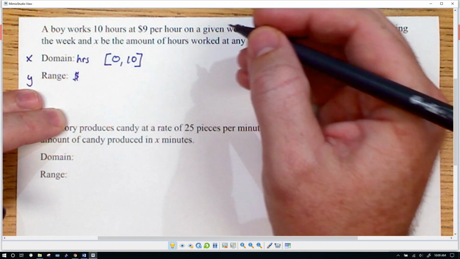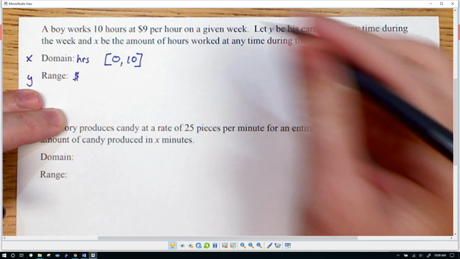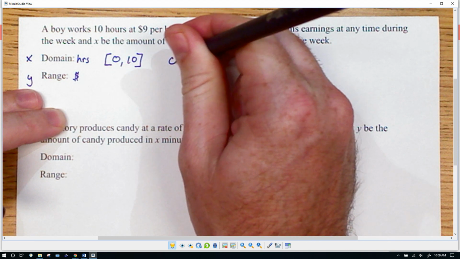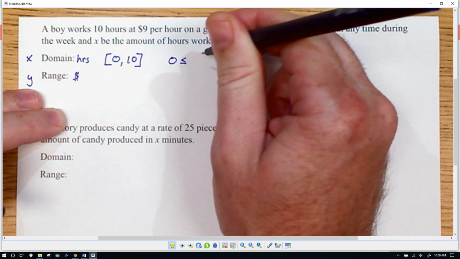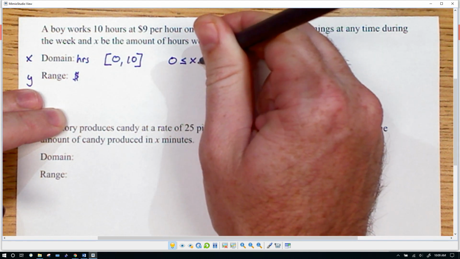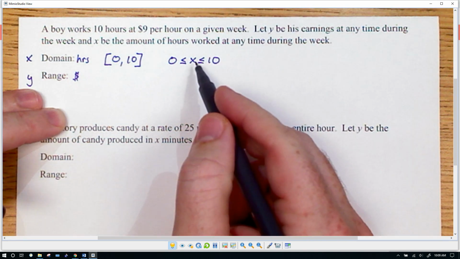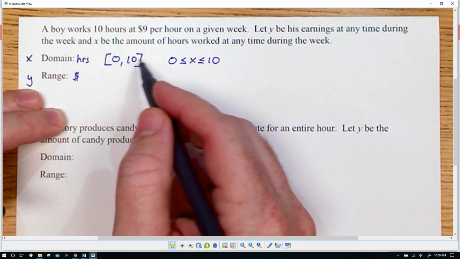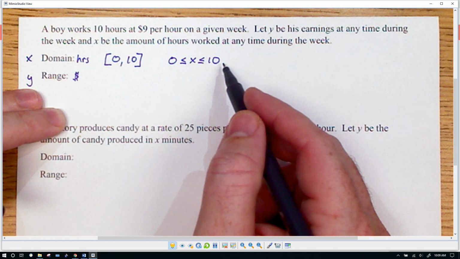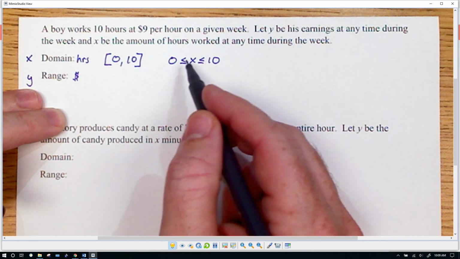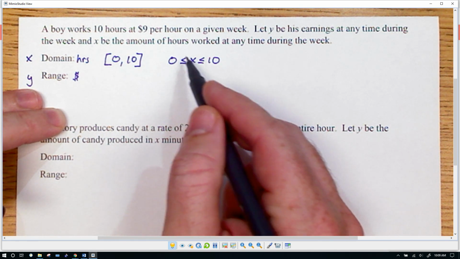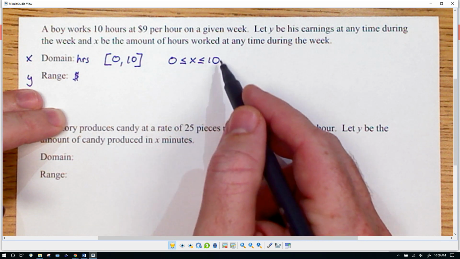Okay. Another way that you can write it would be using inequalities. So we have 0 is less than or equal to X, which is less than or equal to 10, right? Because X is literally in between these two numbers, 0 hours and 10 hours. Okay, so it's more than or equal to 0, but less than or equal to 10.